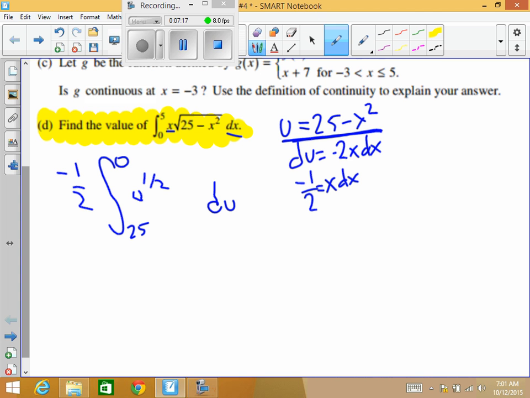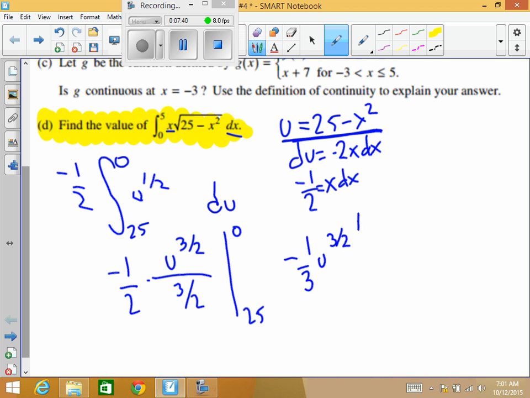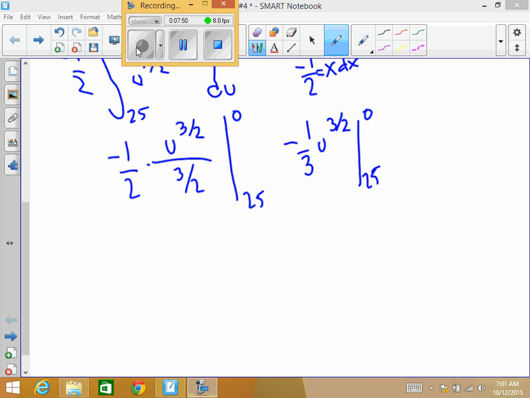So now I don't have to go back to x's at all. Find my antiderivative, u to the 3/2 over 3/2 times negative 1/2, evaluated from 25 to 0. It's going to give me negative 1/3 u to the 3/2 from 25 to 0. Now it's a matter of plugging in numbers. Keep it a little simpler.